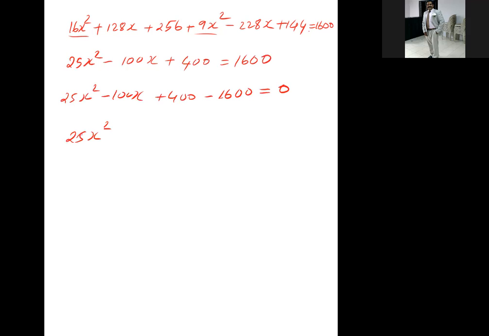So we are getting again a quadratic equation, 25x square minus 100x minus 1200 is equal to 0. Solve this quadratic equation and find the value of x. So 25x square minus 100x. So what is the answer for x?